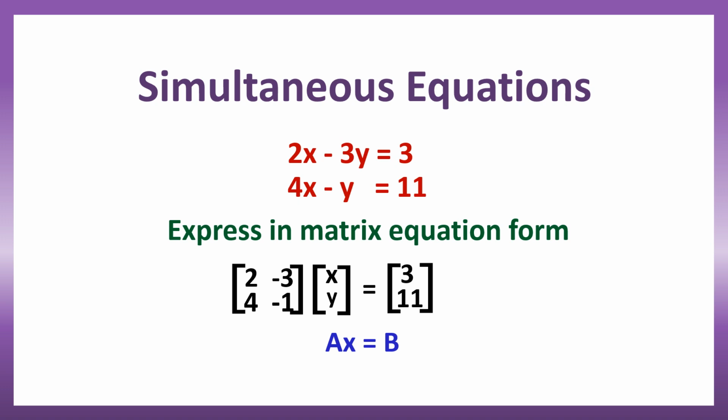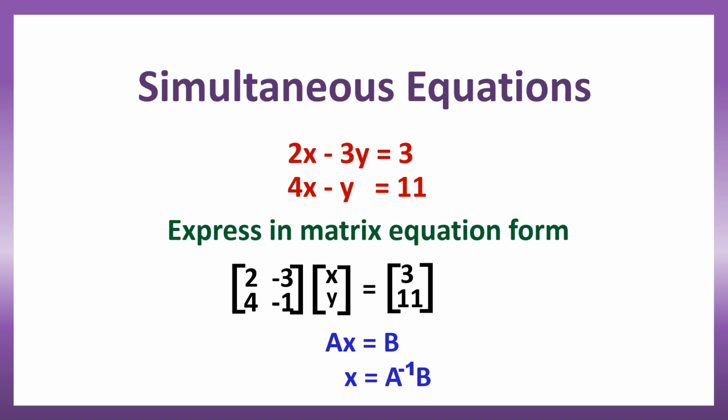X matrix comprises of X and Y. So in order to get the values of X and Y, we have to find X matrix values. Keeping the X matrix on the left hand side, we have to take A to the right hand side. It becomes X is equal to A inverse B.